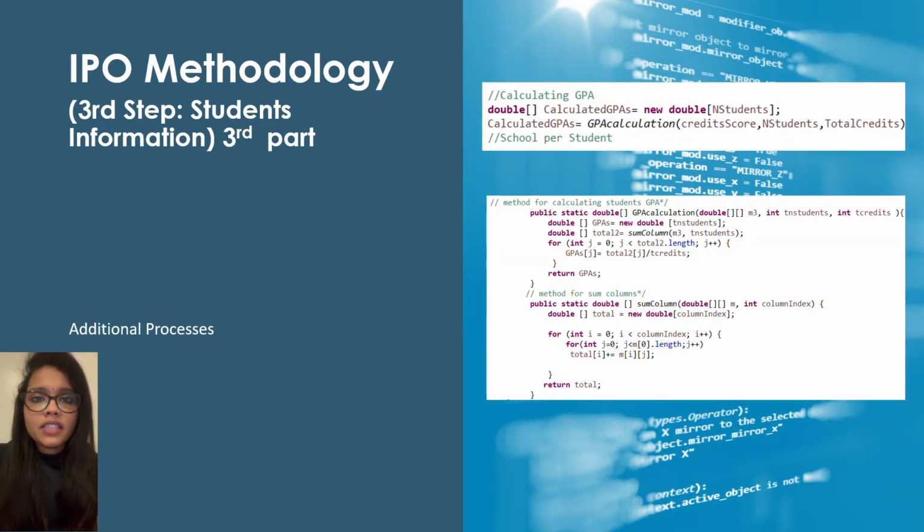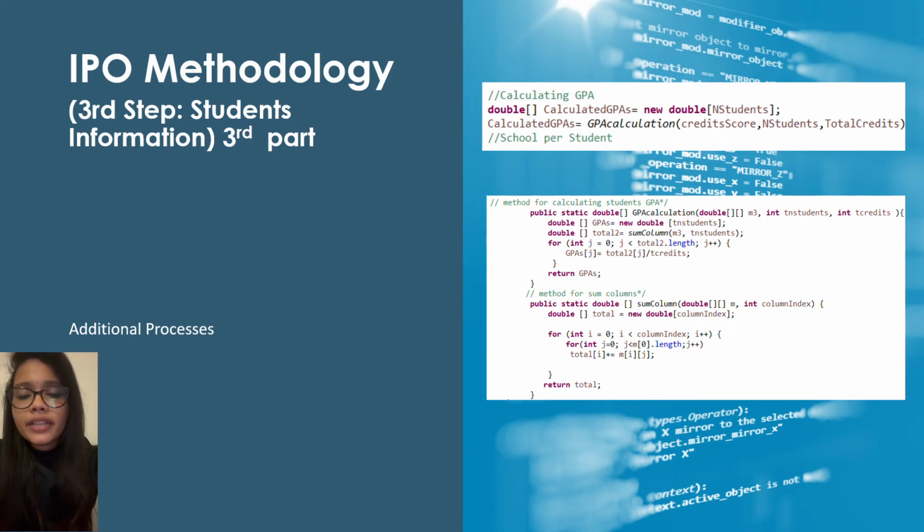We created this plus matrix method because we need a method that multiplies each score by the respective number of grades, and also because in this way we are going to have all the scores that we have to calculate GPA. To calculate the GPA, we also created a singular array called calculated GPA, with the number of students as its size, and we created a method called GPA calculation.